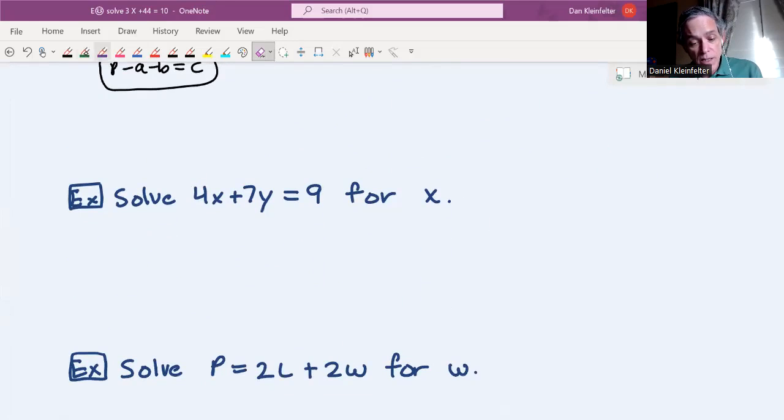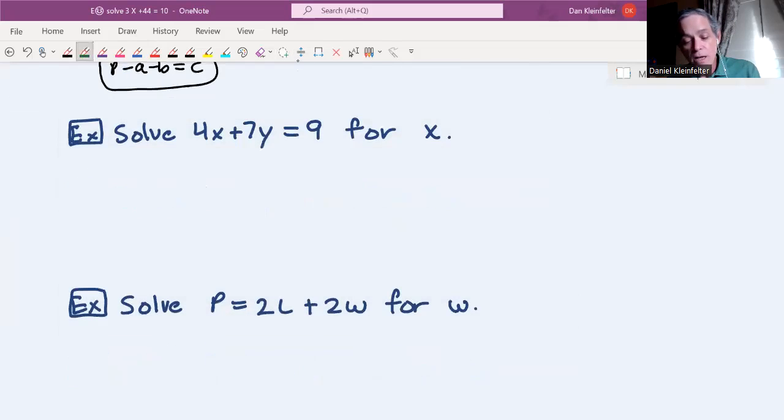All right, so a couple more. For the next one, we want to solve 4x plus 7y equals 9. We're going to solve that for x. Why don't you take a minute and pause the video and try this one on your own, then restart the video and see how you did.